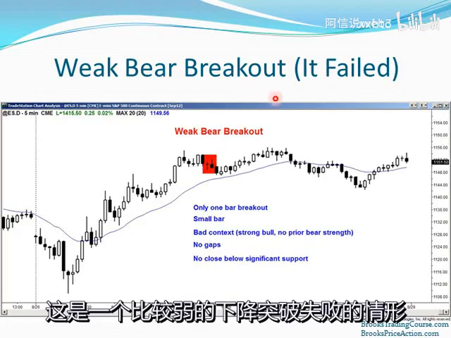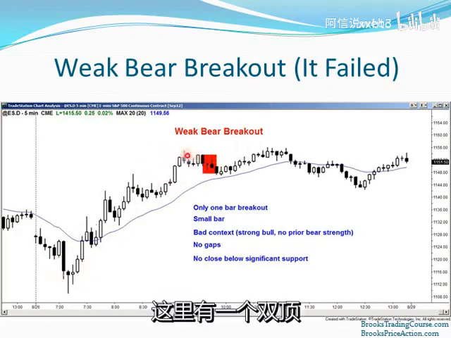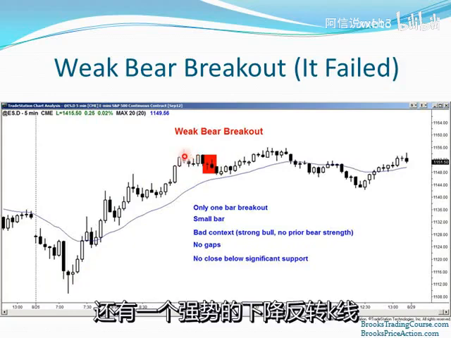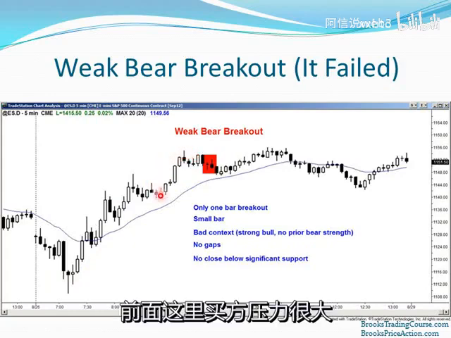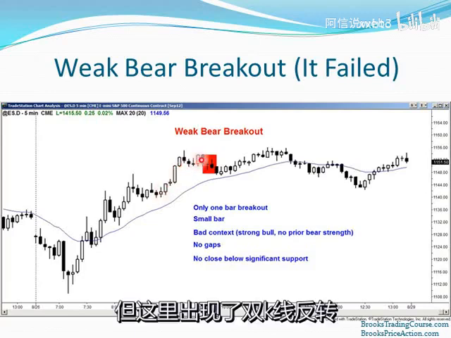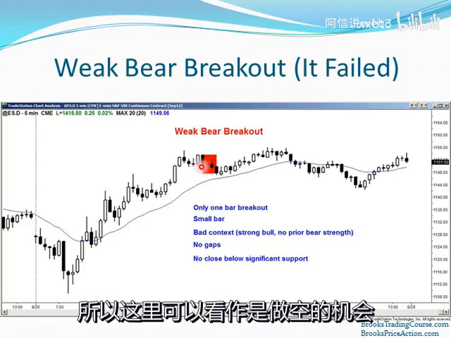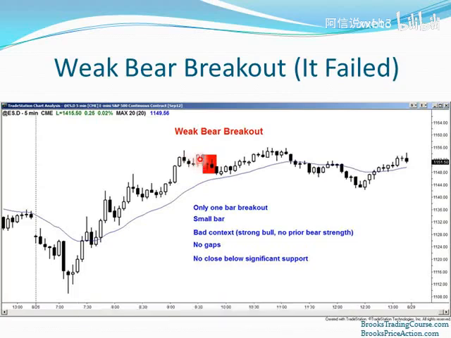Here's an example of a weak bear breakout. It failed. You have a very strong bull trend, and you have a double top, a strong bear reversal bar here, too much buying pressure, too much strength here to go short. But here you have a 2-bar reversal, up bar, equally strong down bar, so you can look at it as a second entry short. So the bears are trying to create a downside breakout, but it's weak.